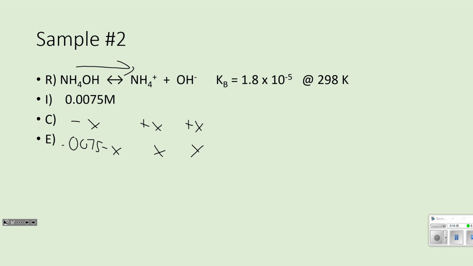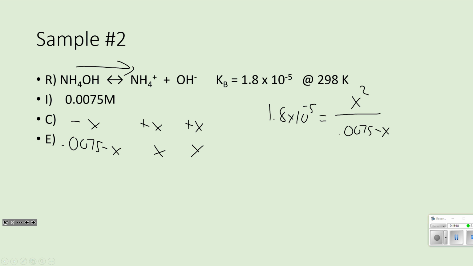If I were to set up my products over reactants part now, I'd have 1.8 times 10 to the negative fifth equals products, which is x times x, and I'll just call that x squared, divided by reactants, 0.0075 minus x. So this is the expression we'd have.